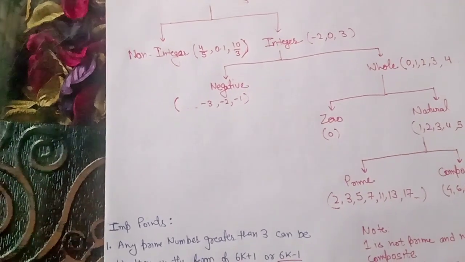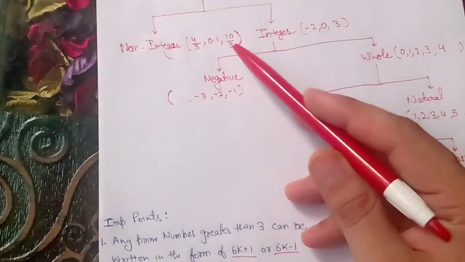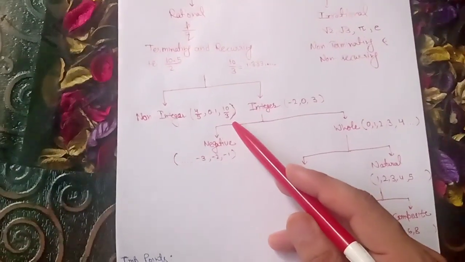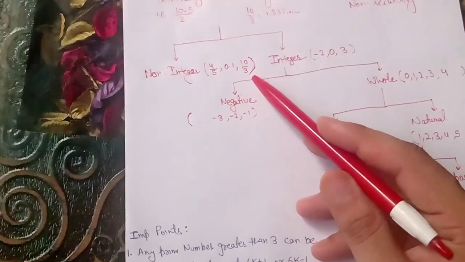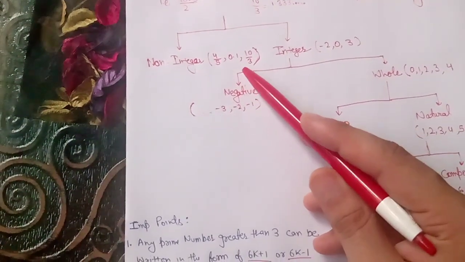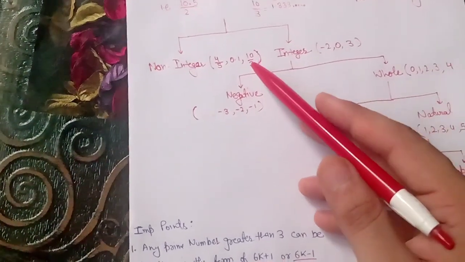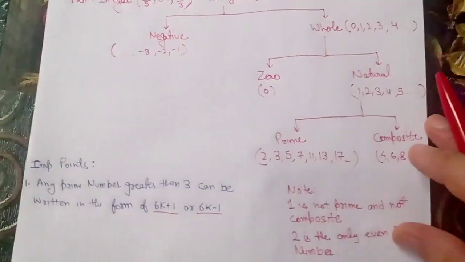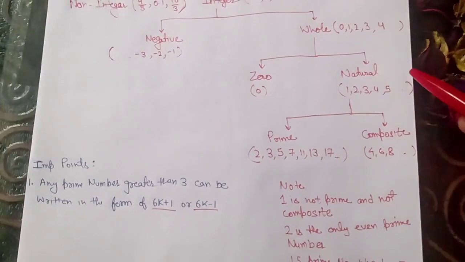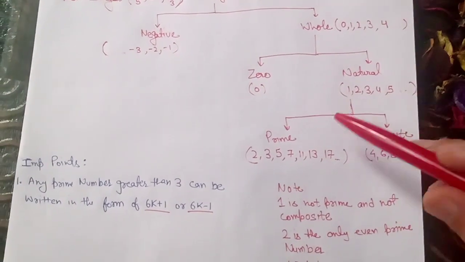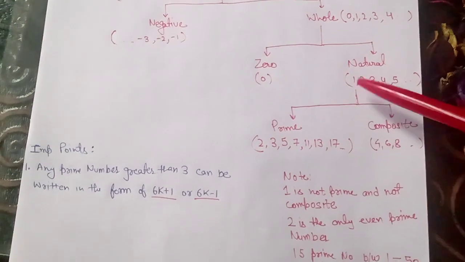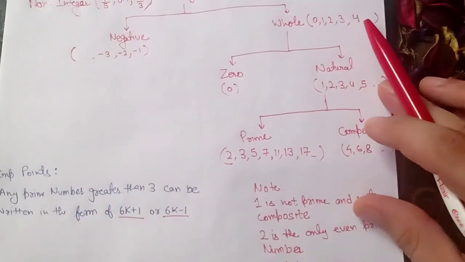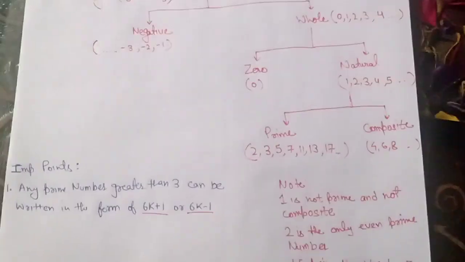Okay, so now moving on to the non-integer numbers. These are 4.5, 0.1 and 10 by 3. These are part of rational numbers only. So these can be represented as non-integers, which are not whole numbers. And the whole numbers are like 0, 1, 2, 3, 4 and so on. These can be divided into two further types, which are 0 and natural numbers. 0 is 0, and natural numbers are those greater than 0: 1, 2, 3, 4 and so on.